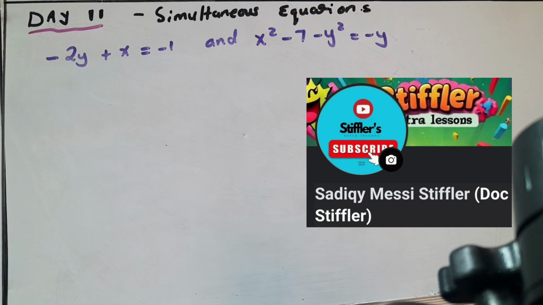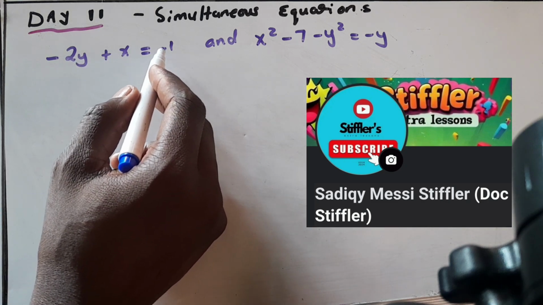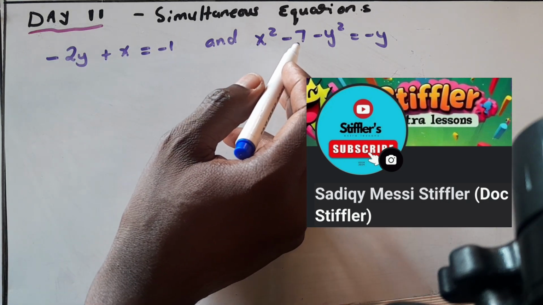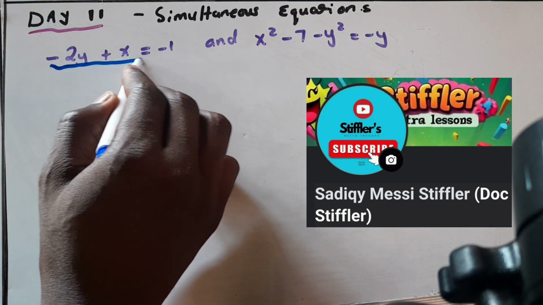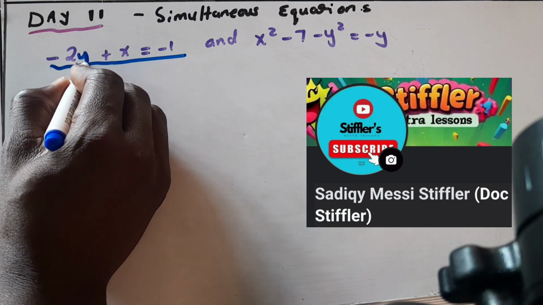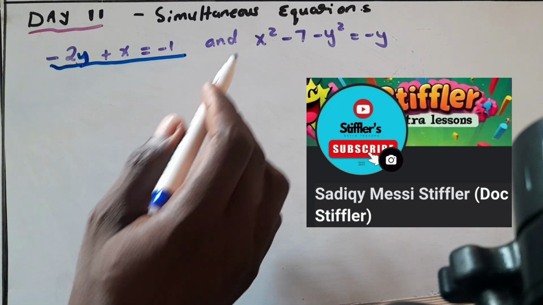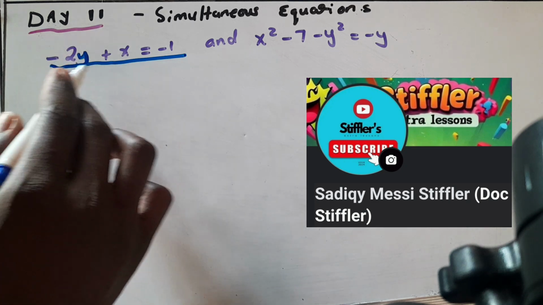So we have two equations, one saying negative 2y plus x is equal to negative 1, and the other one saying x squared minus 7 minus y squared is equal to negative y. What you do is first check your equations and pick the one that is simpler. We can already see that this one is the simpler equation. How do you notice that? You check for the linear one, because this one has squares, so it is not easy to use. So we can start by picking up this one.